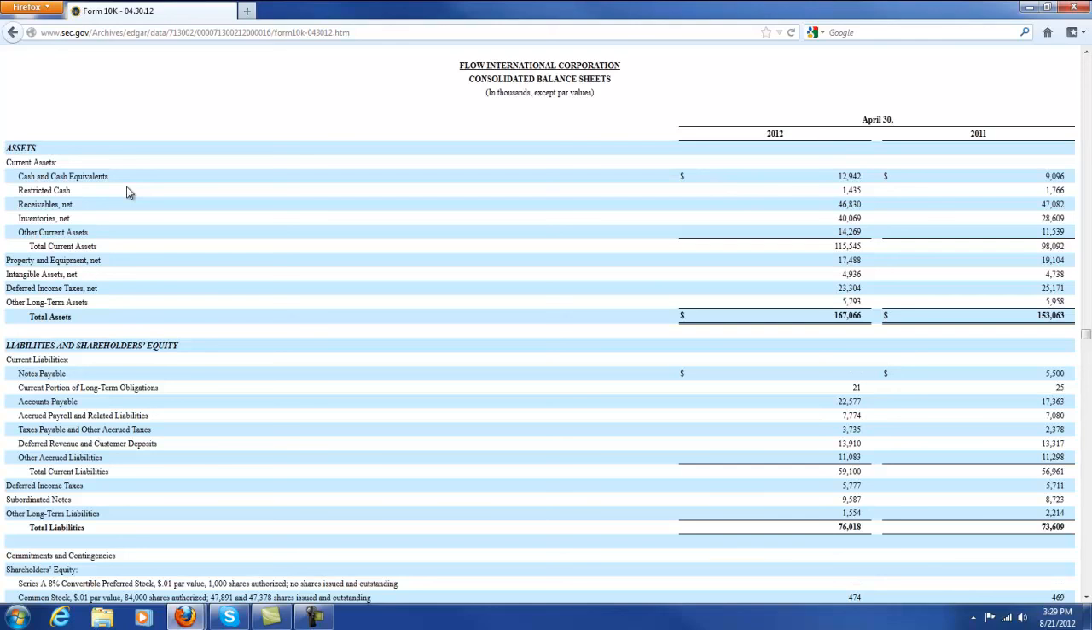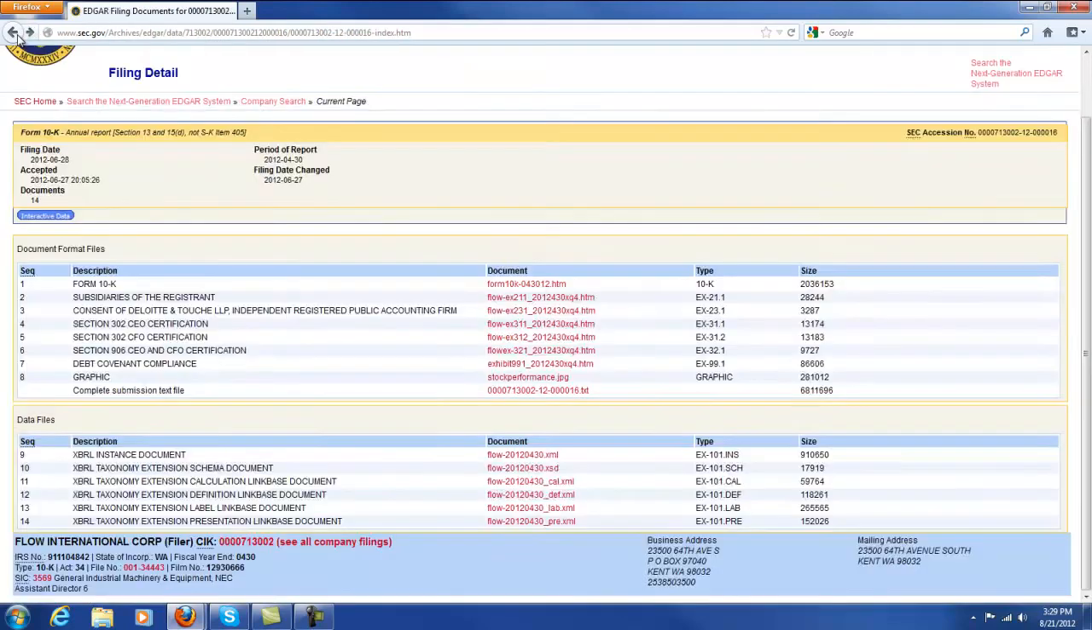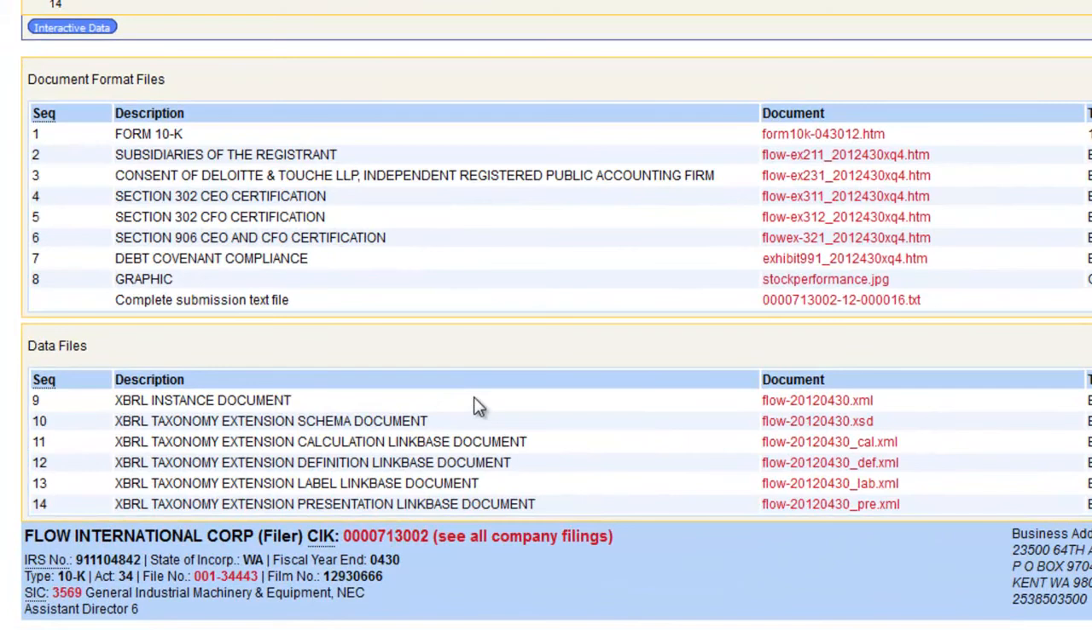But what XBRL is, it is pretty much telling the computer through various different tags when, for example, cash and cash investment starts, when it ends, and when does 12.9 million start and when it ends, and then go on to different things on the balance sheet, such as inventories or property and equipment. And this is achieved through XBRL.